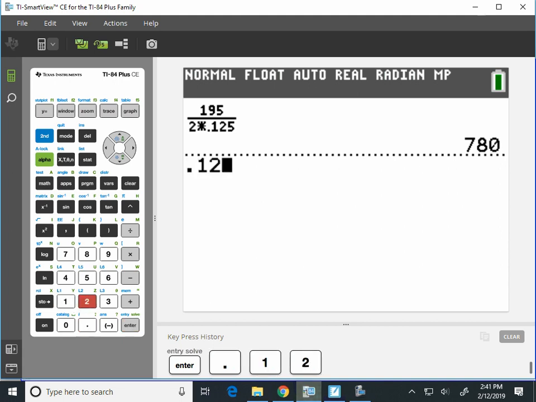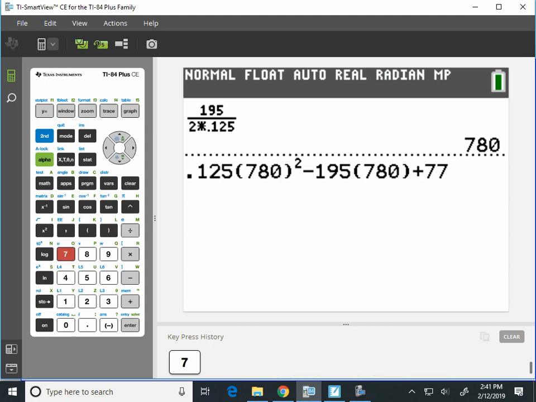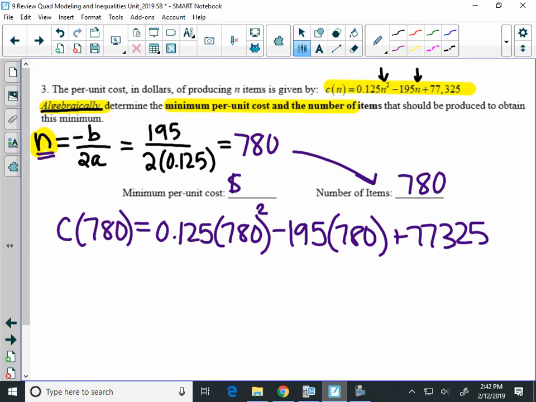Right, so I'll have 0.125 times 780 squared minus 195 times 780 plus 77,325. And this is the cost that it takes the company to produce 780 items, $1,275. So the key to this problem is remembering that to find a minimum value, you need to use the formula opposite of b over 2a.